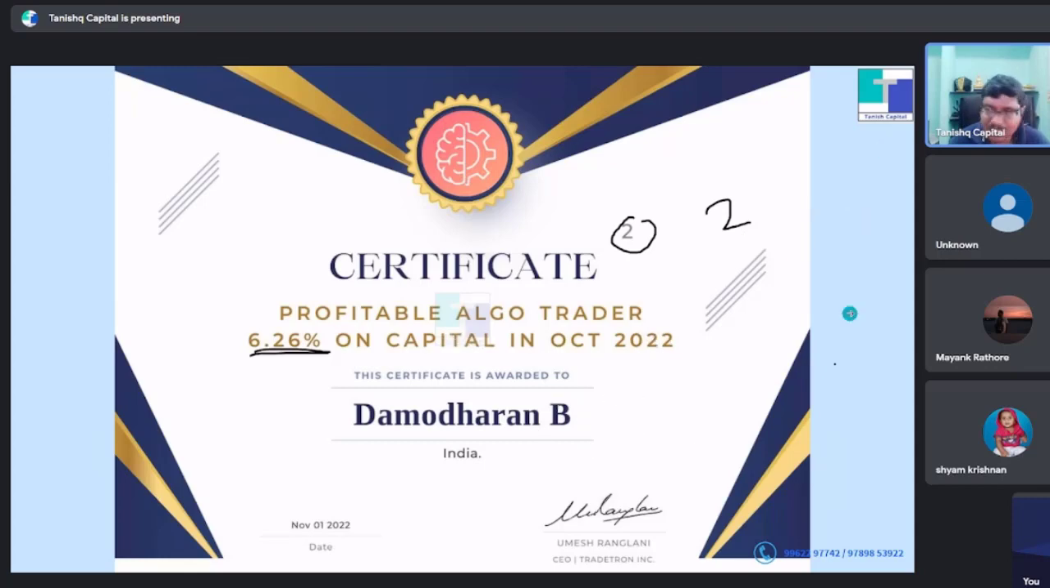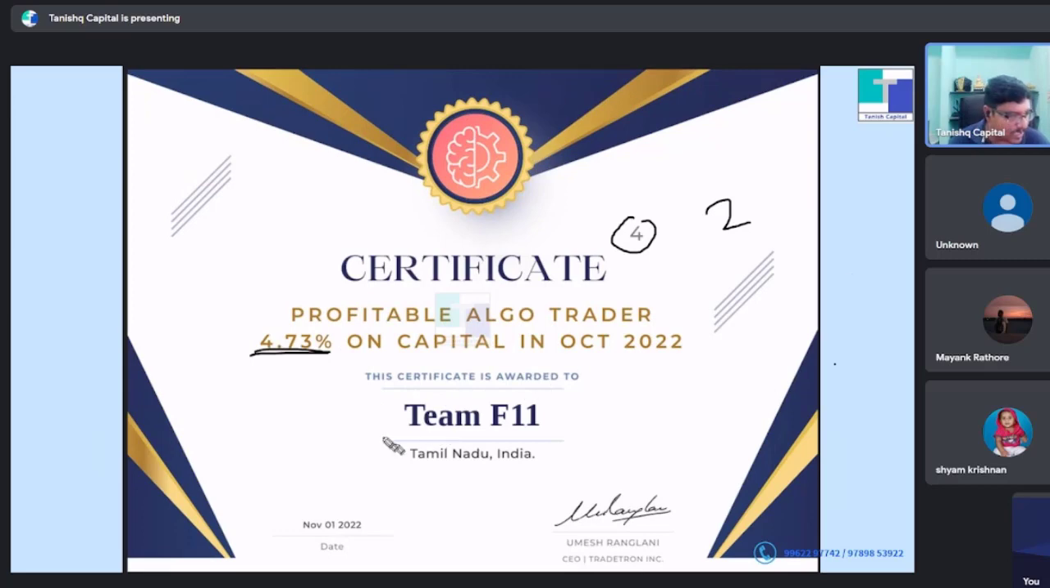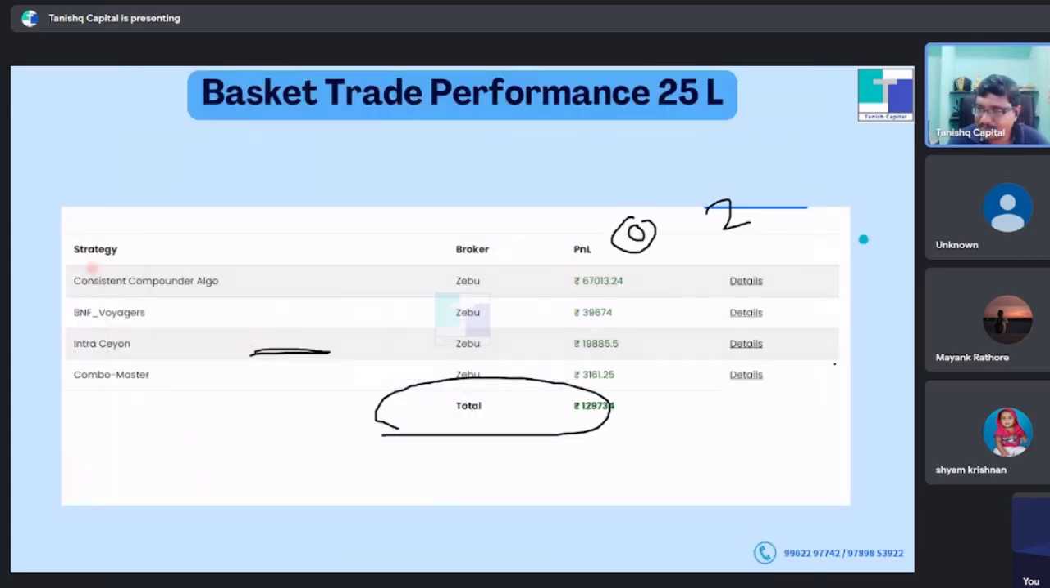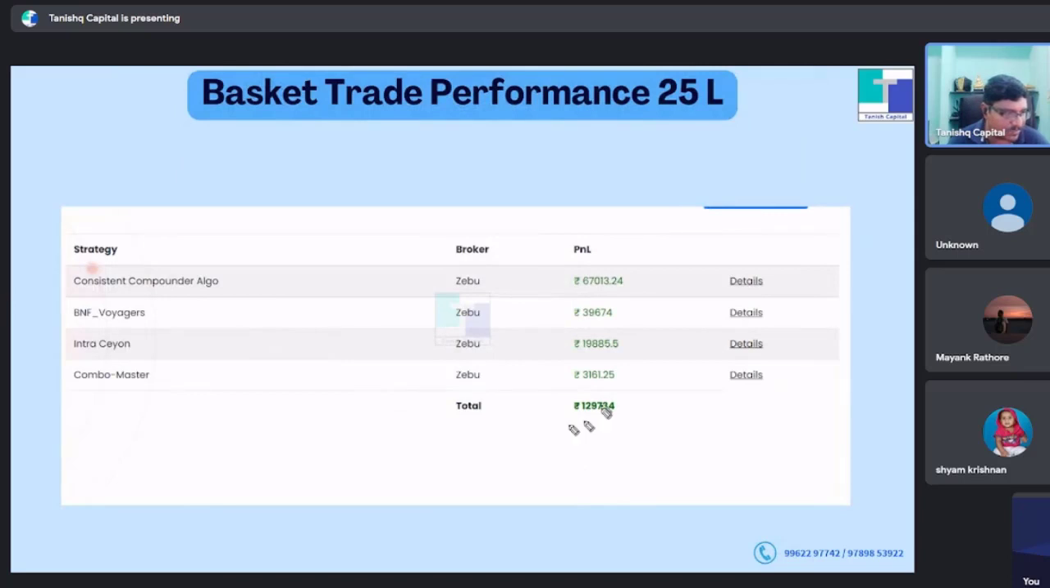Team F11 is my trading building team, where they are deployed. They have been running. We don't do only backtesting, we do forward testing. Once the yield is good, then we sell the algos. We don't want to sell our algos just like that for peanuts. You have to make the money. Then out of this 1.2 lakhs, we will charge 30%. That's it.